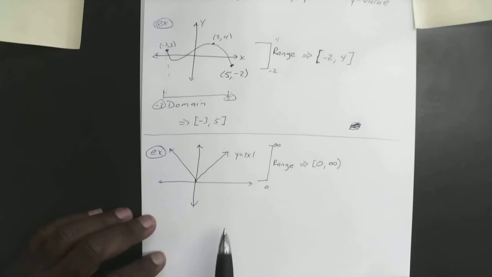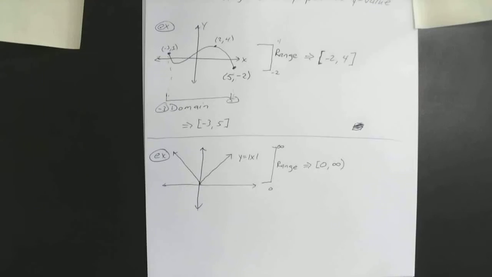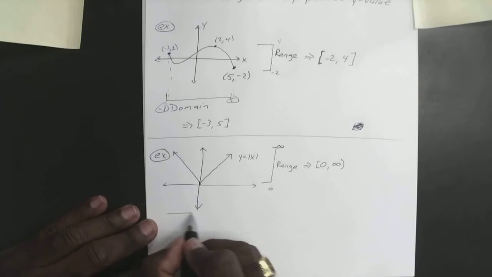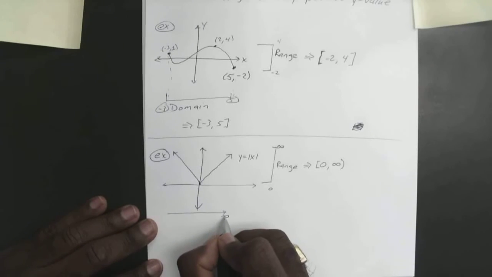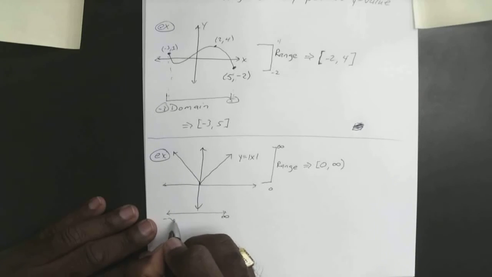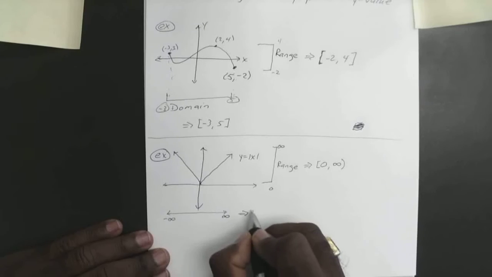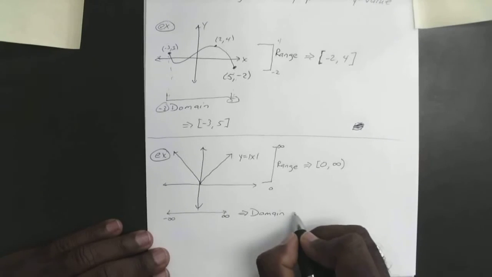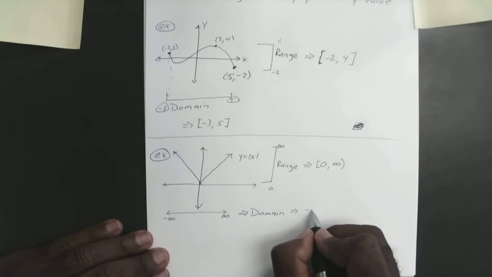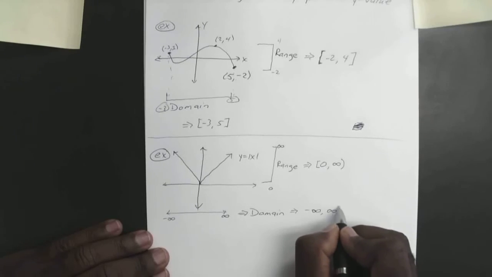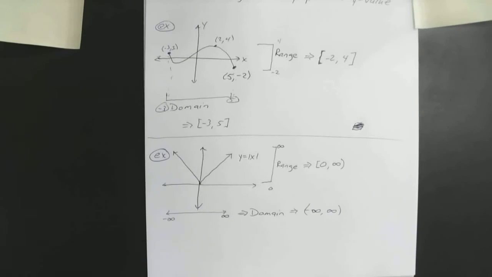Now, if you notice your domain, it's going to go to the right forever and to the left forever. No matter what, it's going to keep going in both directions. So since it goes all the way to infinity and all the way to negative infinity, your domain is negative infinity to positive infinity. And again, with infinity, you're always going to use parentheses.